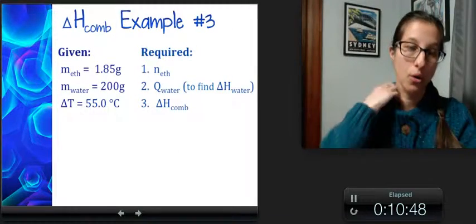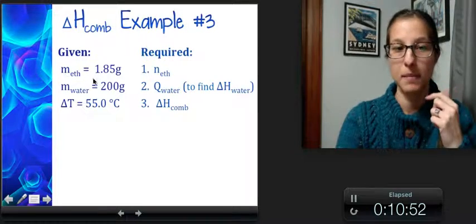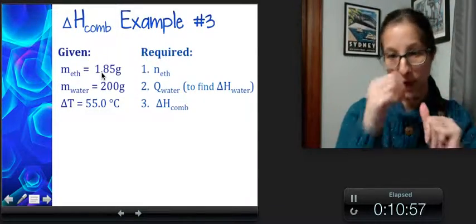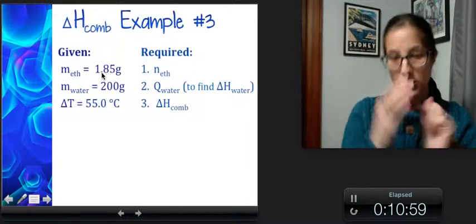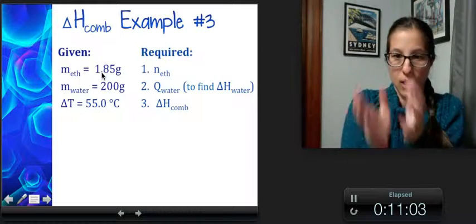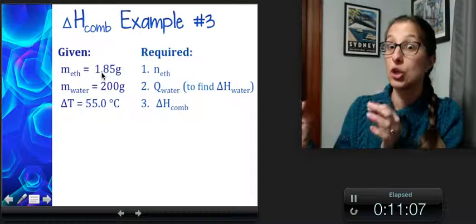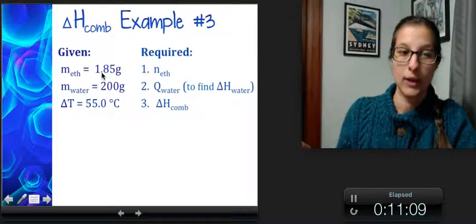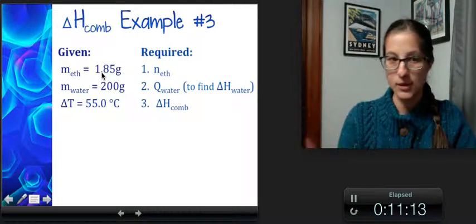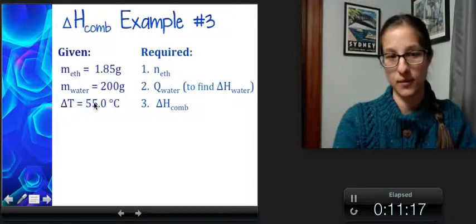Okay? So first, these are my givens. I have my molar mass, my mass of ethanol. I got that from subtracting the two values together, right? Because that essentially subtracted the mass of the actual spirit alcohol burner itself and just gave me the mass of the ethanol that was used, okay? Then I have my mass of water, 200 grams, and then I did the delta T already. Okay, it increased by 55 degrees.